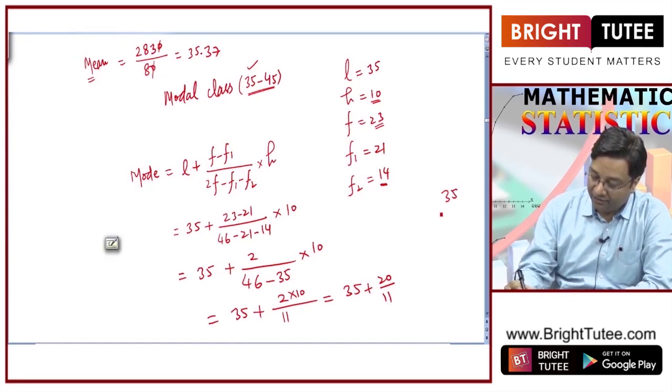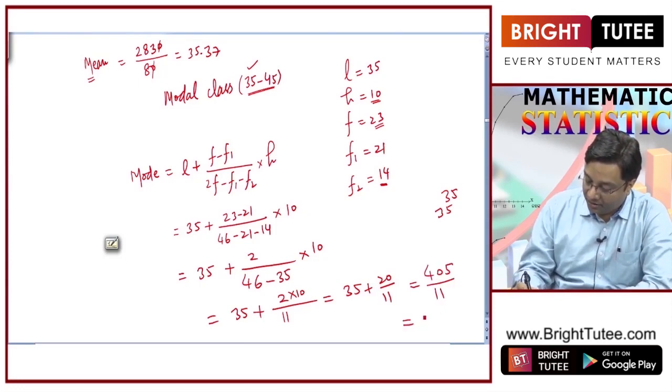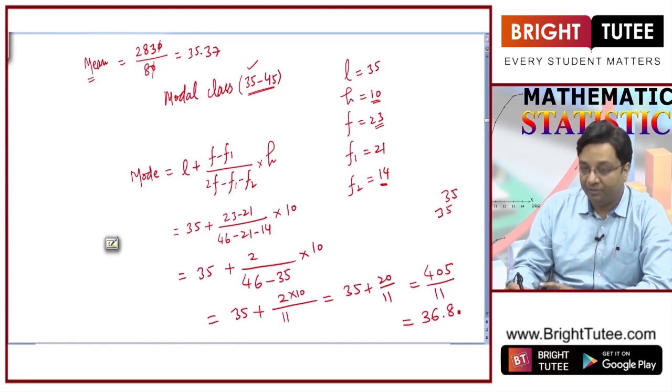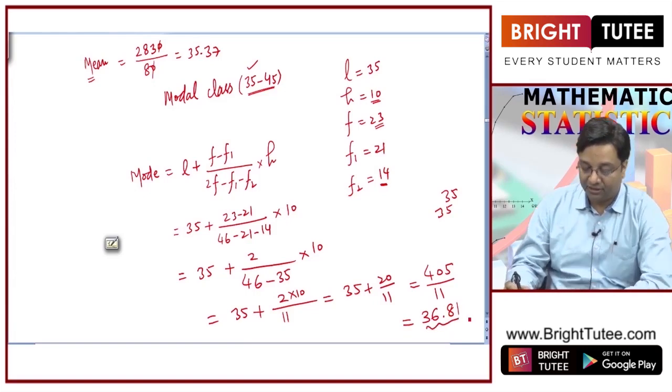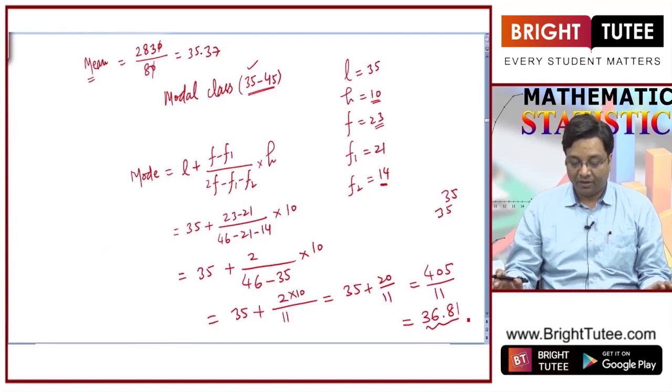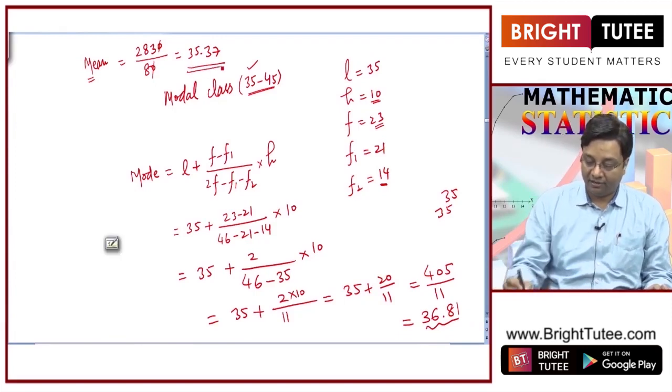Now, 35 into 11 is 385, 385 plus 20 is 405, 405 by 11: 11 3s are 33, 7, 11 6s are 66, 9 is the remainder. So, 11 8s are 88, 2 is the remainder. So, approximately this is the mode of this data, right, and look at the mean and mode.